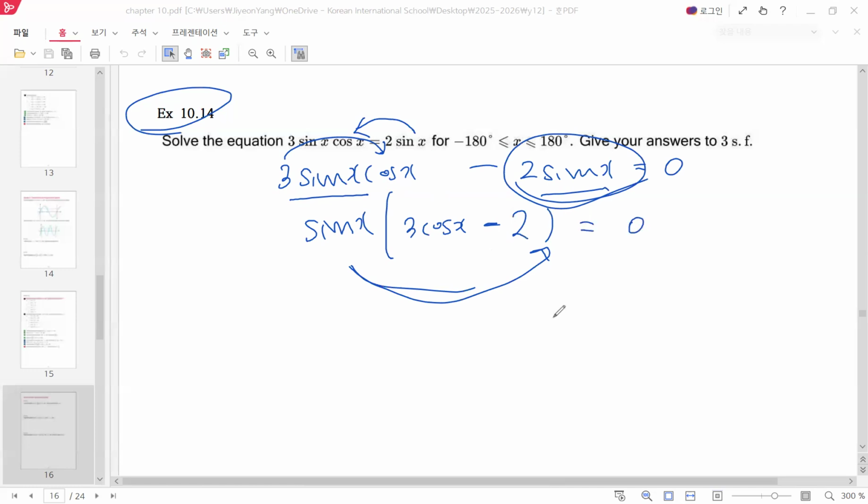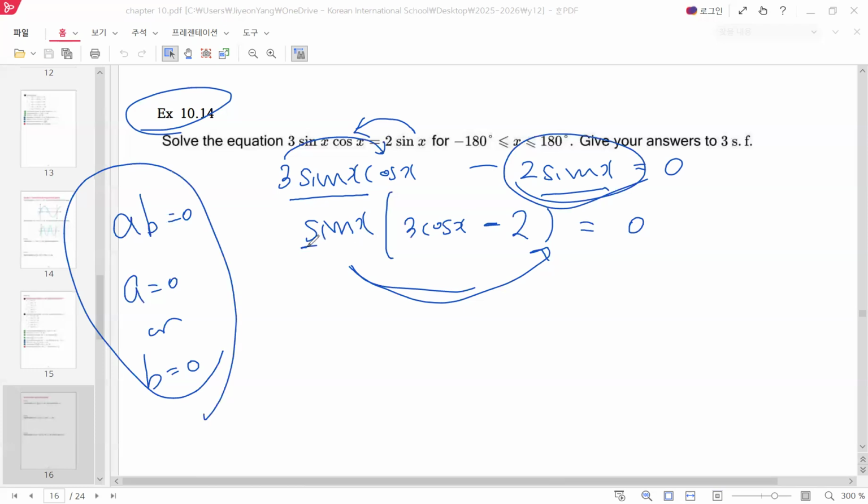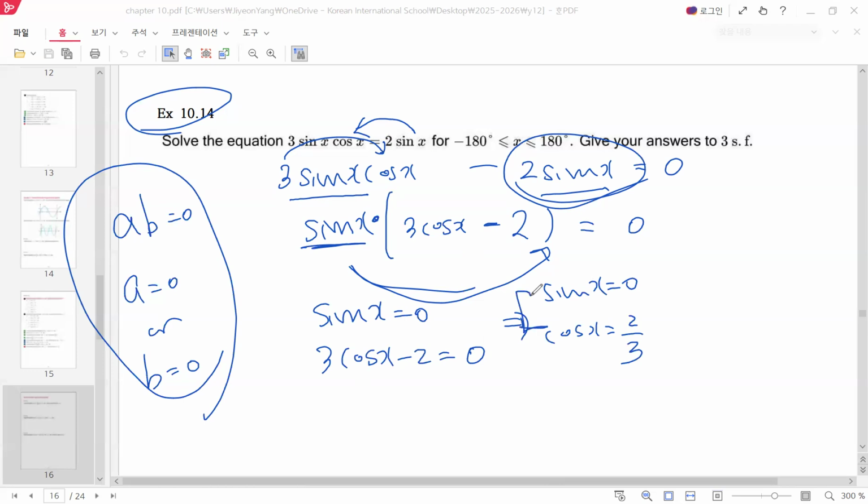Students, please bring back your memory. If A times B equals 0, it means that either A equals 0 or B equals 0. So sine x times this chunk is 0. It means that either sine x equals 0 or 3 cosine x minus 2 equals 0. Therefore, either sine x equals 0 or cosine x equals 2 over 3. You need to find all values of x which satisfy either sine x equals 0 or cosine x equals 2 over 3.